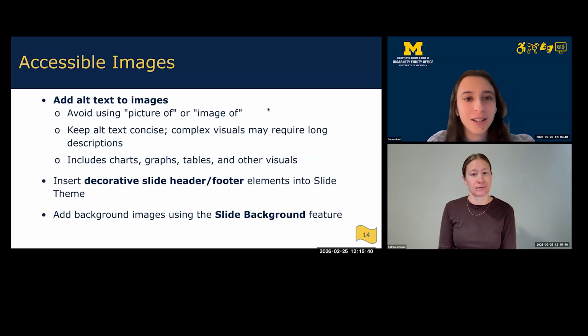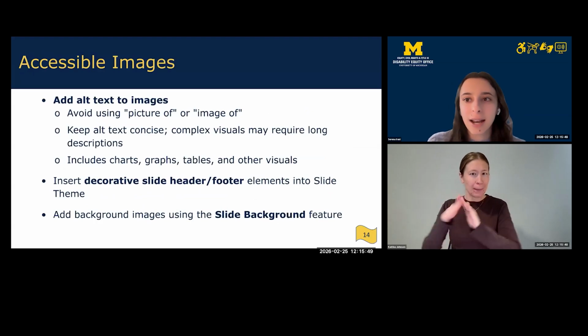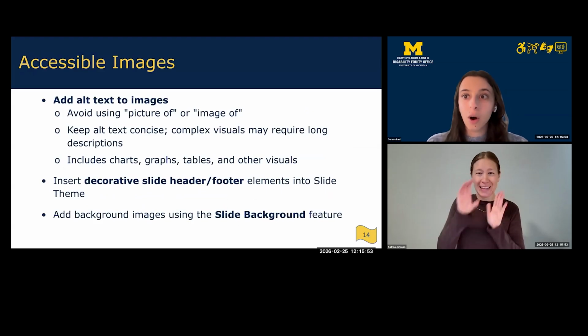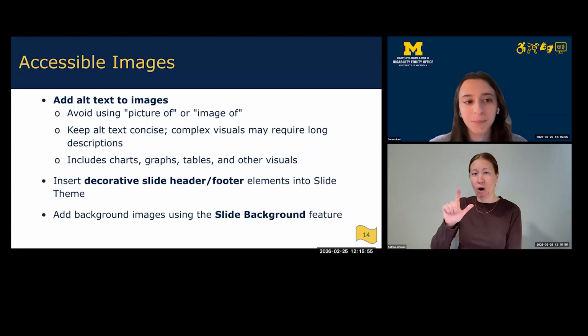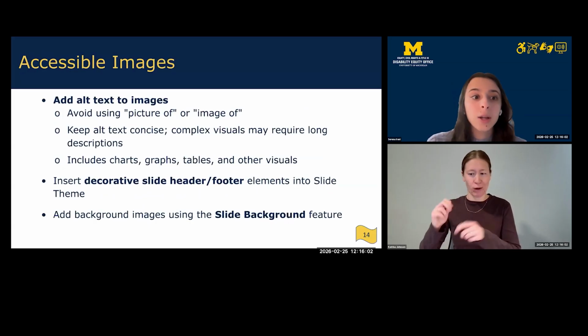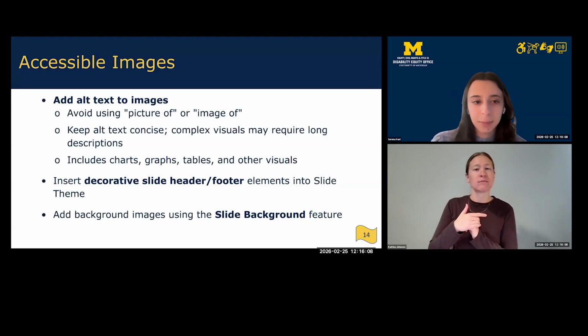Okay, onto accessible images. So to have an accessible image, we need to include a text description or a text alternative along with it. We usually call this alt text for short. Alt text is a way for people who are not sighted, who can't see very well, to be able to understand what is going on in the image you added to your slide deck.